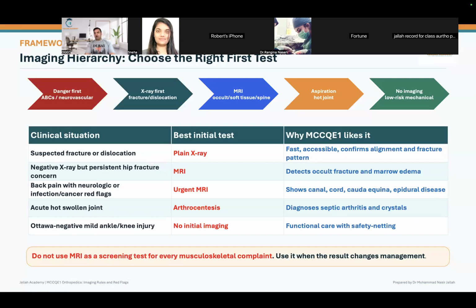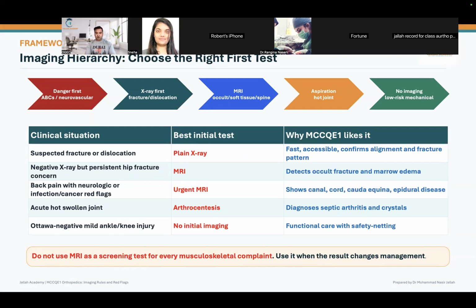Now, imaging hierarchy: choose the right first test. If it is danger, first, obviously, we have to do the ABC like every other emergency case, and neurovascular assessment. X-ray is first for suspected fracture and dislocation. MRI, as I mentioned before, if it is occult, soft tissue damage, spine, malignancy, infection, internal derangement, then you've got to go with the MRI. Or if the X-ray is not giving you enough information to decide on the management.